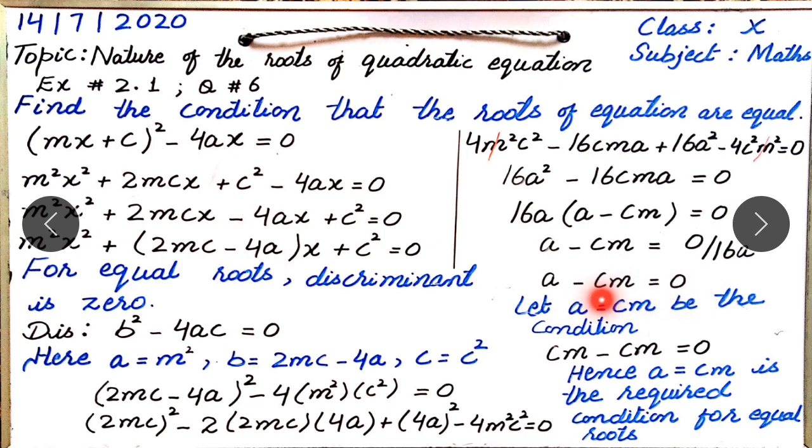If instead of a I put cm, so cm minus cm will be 0. So hence we have chosen this condition. Instead of a, cm is put, and cm minus cm makes the discriminant 0. So hence we can conclude here that a is equal to cm is the required condition for equal roots.